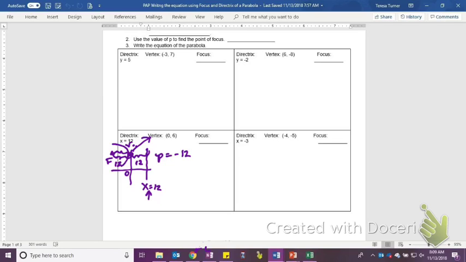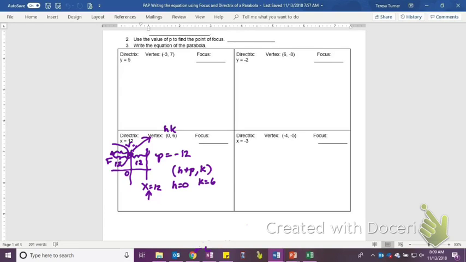Our formula for finding the focus is h plus p, comma, k. So our h and k come from our vertex. h is equal to 0, p is negative 12, and k is 6.